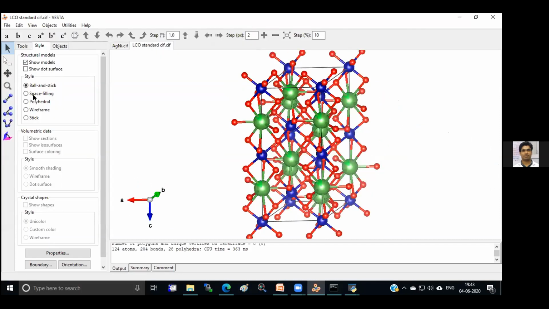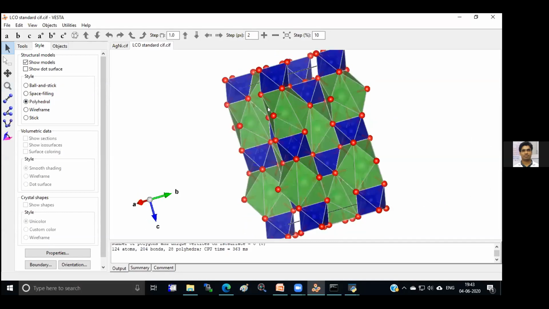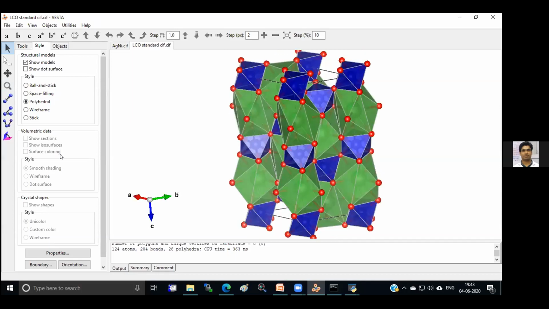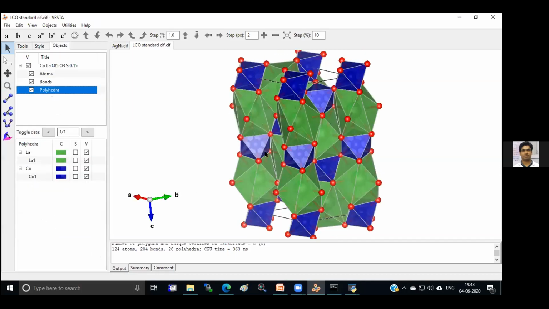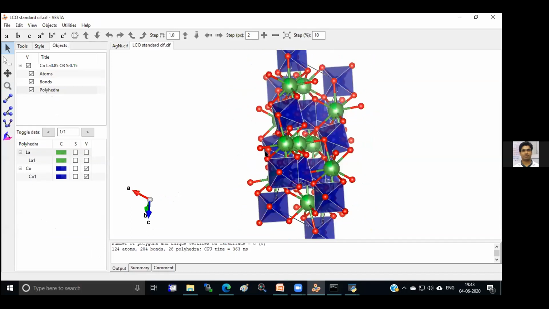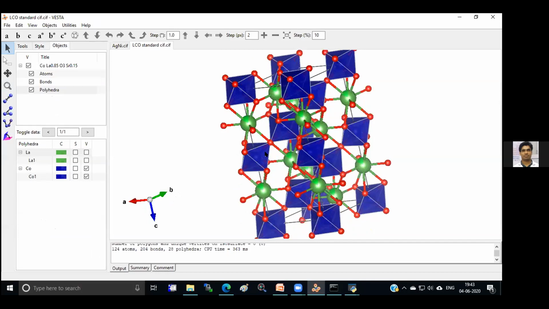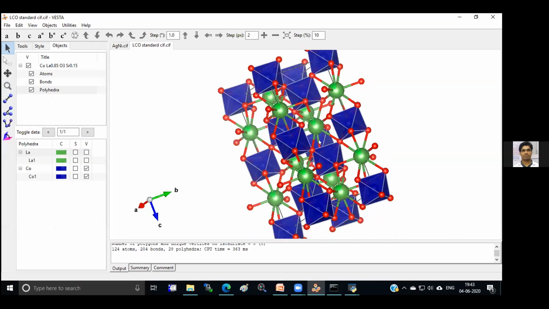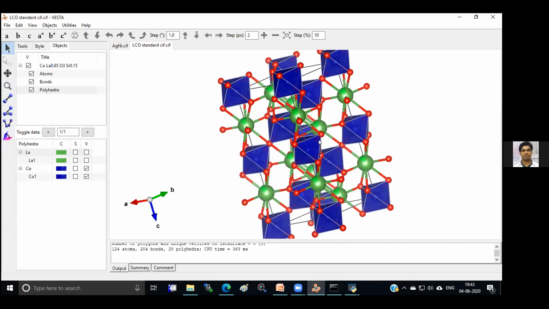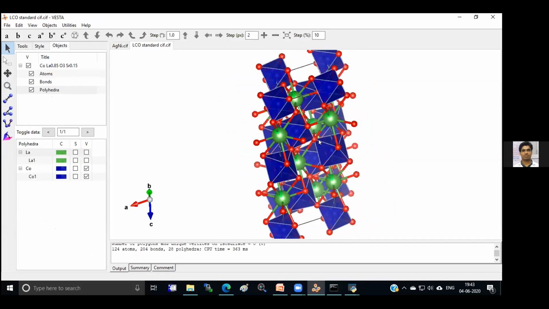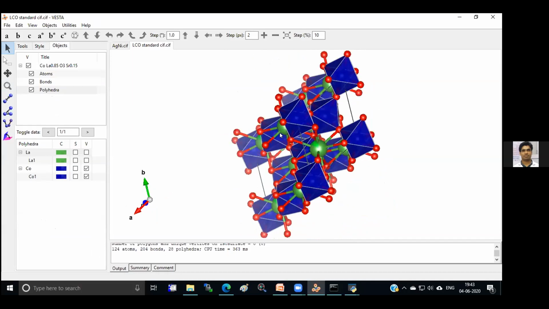If I check the polyhedral box, see the polyhedrons are coming, polyhedral visualization. You can deselect the polyhedra for lanthanum, and you can keep the polyhedra for cobalt and oxygen. See, the cobalt and oxygens form BO6, they sit at BO6 octahedra, and see the polyhedra showing it is a BO6 octahedral shape.